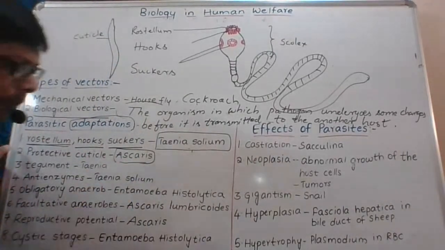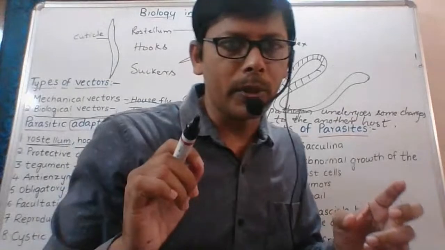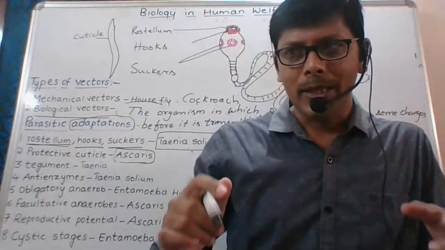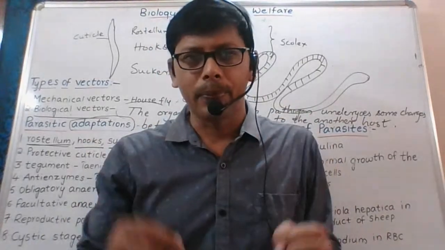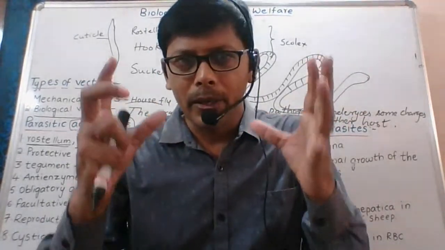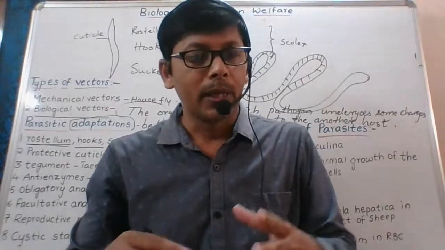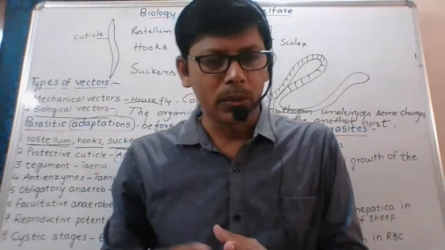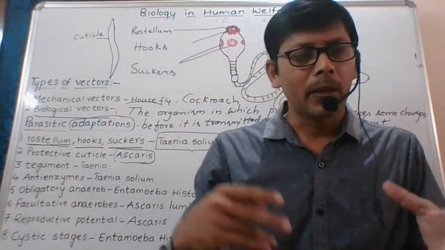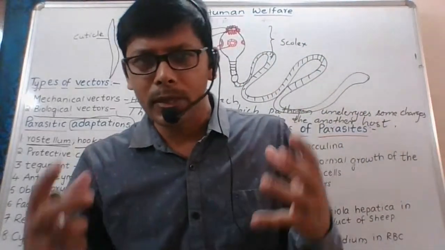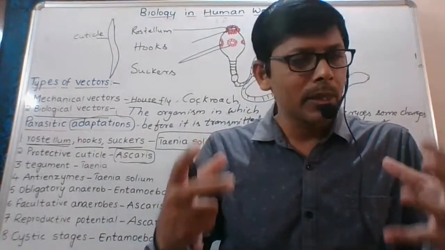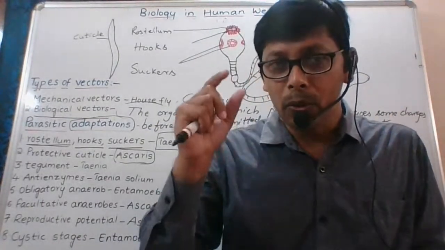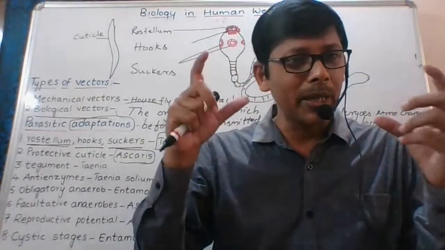Okay, what is the important significance of this cuticle? When this Ascaris lives in our intestine, as I told you, in our intestine there are enzymes, there are juices: bile juice, intestinal juice, and pancreatic juice. Except bile juice, which has no enzyme, the remaining juices have digestive enzymes. Those digestive enzymes may kill.